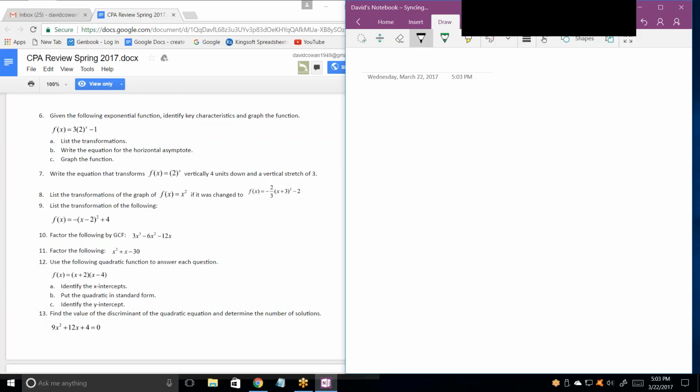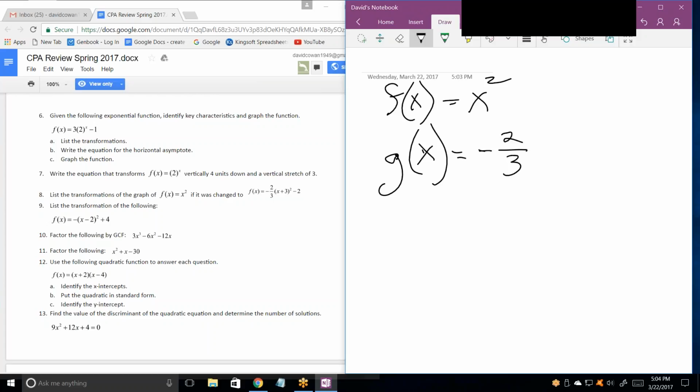So here's our parent function. Again, they're giving it to us, and in this case, it's x squared. And if it was changed, I don't want to call it f of x, because it's not. It's now g of x. But now I'm going to do all of these transformations to it. And they want you to list the transformations.